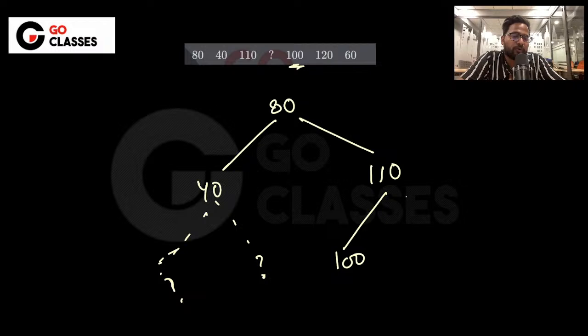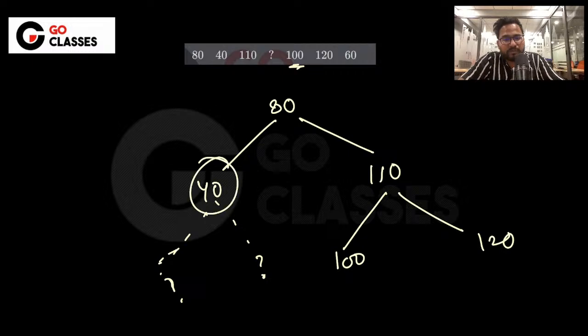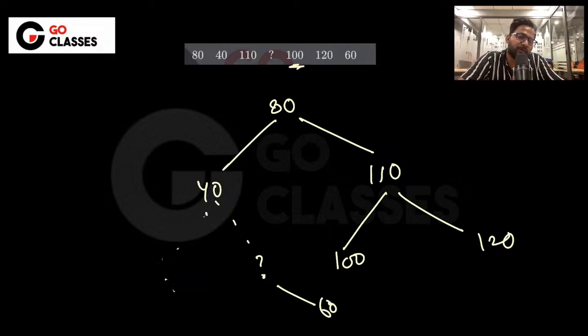And then 120 will be on the right of this, and then 60 is remaining. So 60 will be left of this, and then if it is the right of 40, it must be like this. Then question mark must be the right child. Question mark must be holding this particular position. Once you identify this, then you can solve this question.